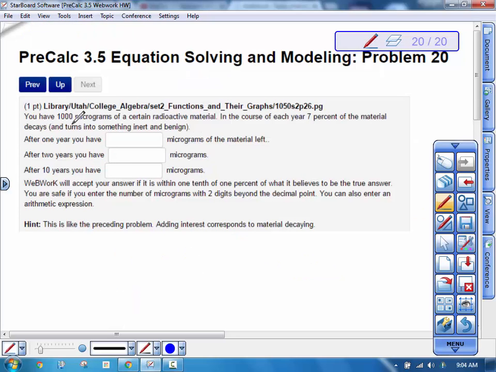All right, last problem then. If you have 1,000 micrograms of a certain radioactive material, that's exponential decay. So we start off with 1,000 micrograms. We know it decays at 7%, so 1 minus 0.07, which is 93%, and 0.93, raised to the t power, where t is in years.